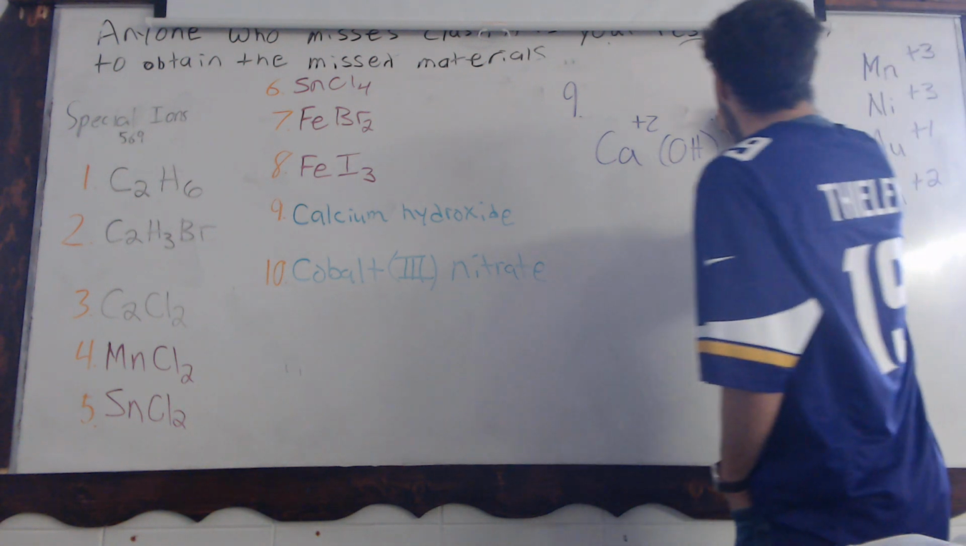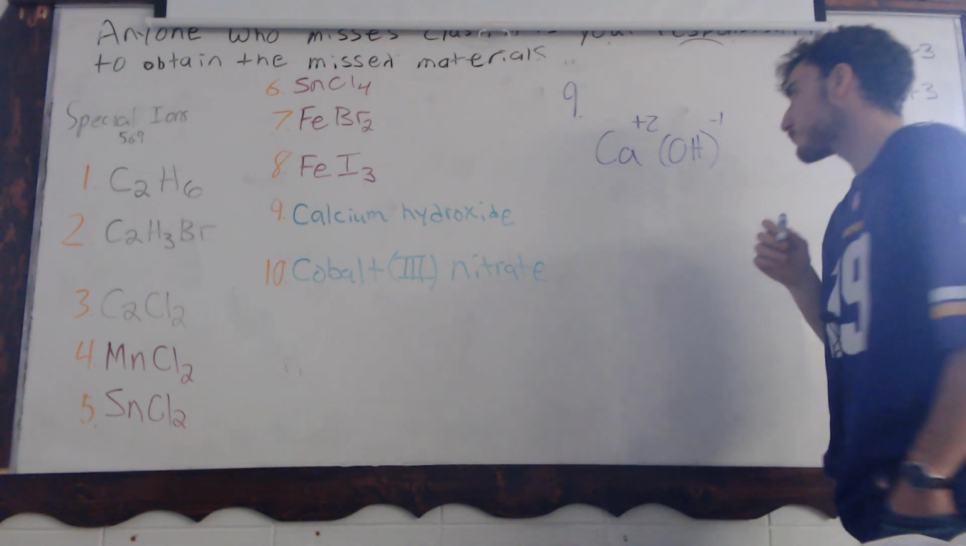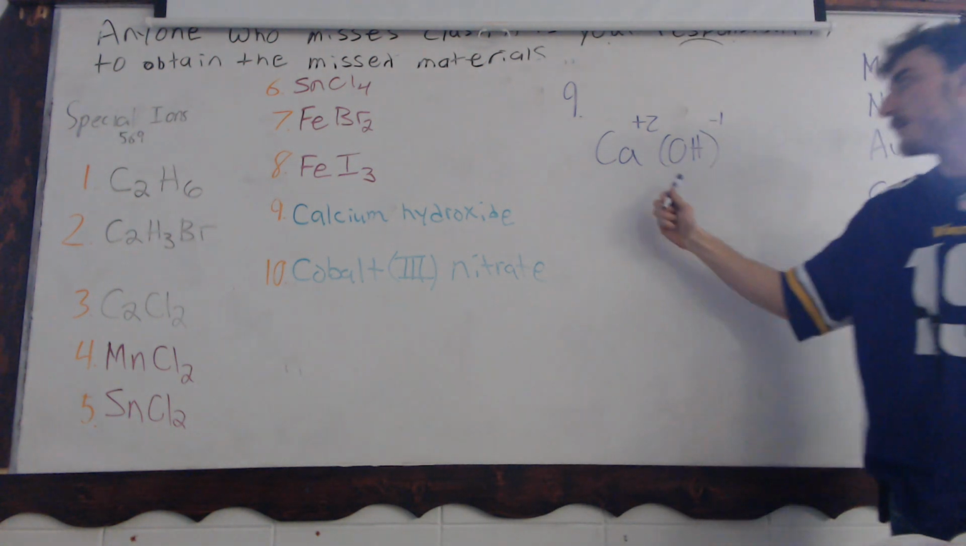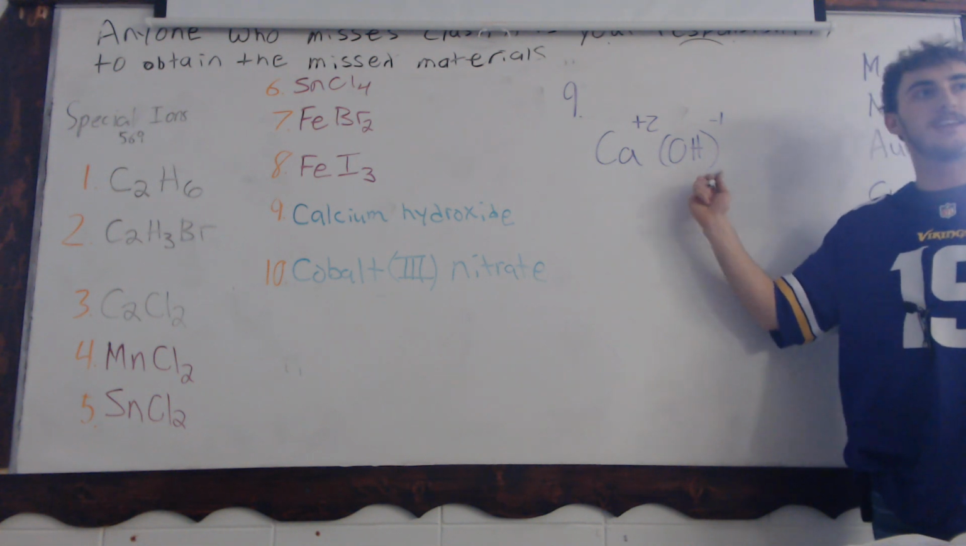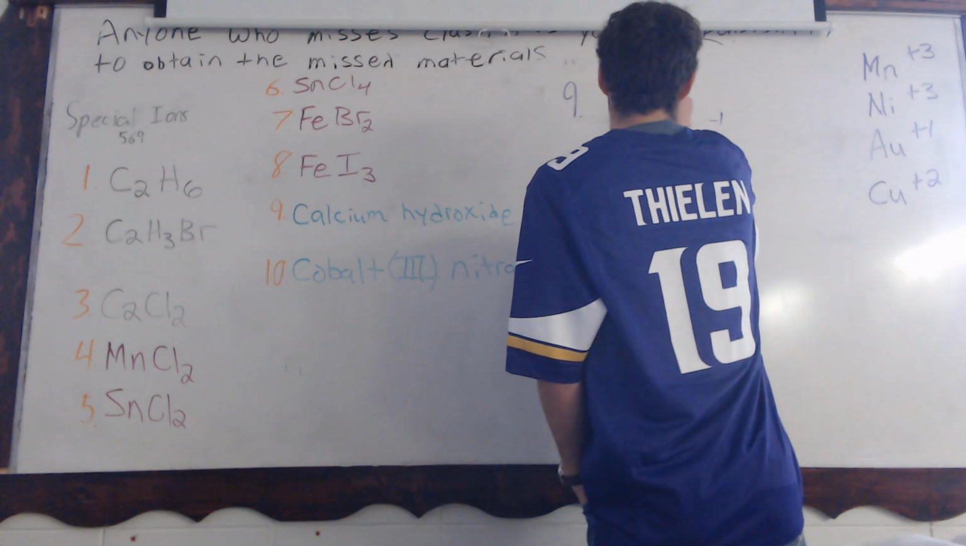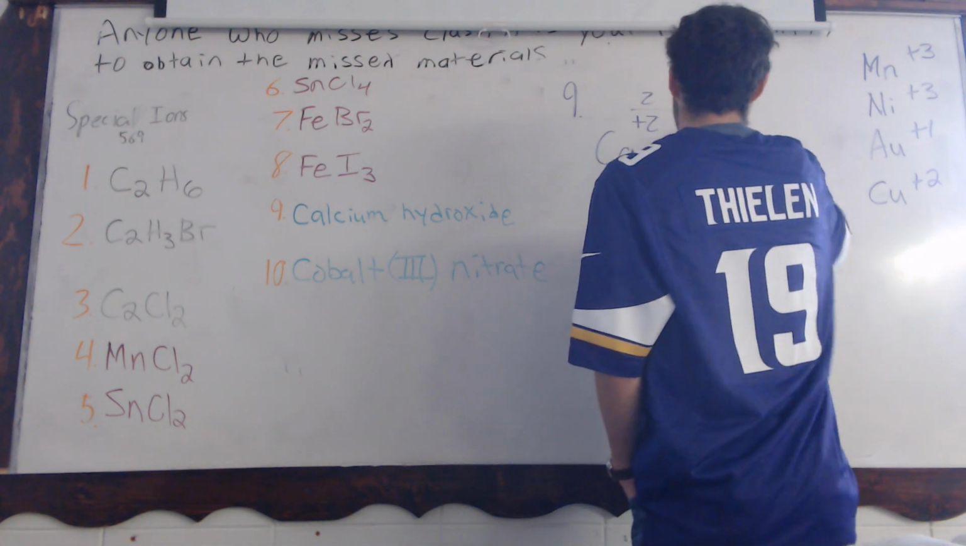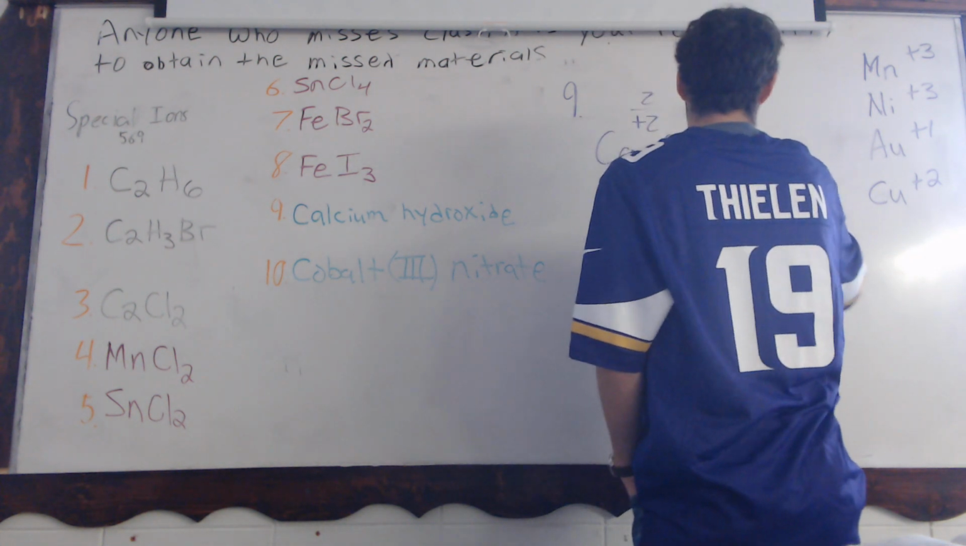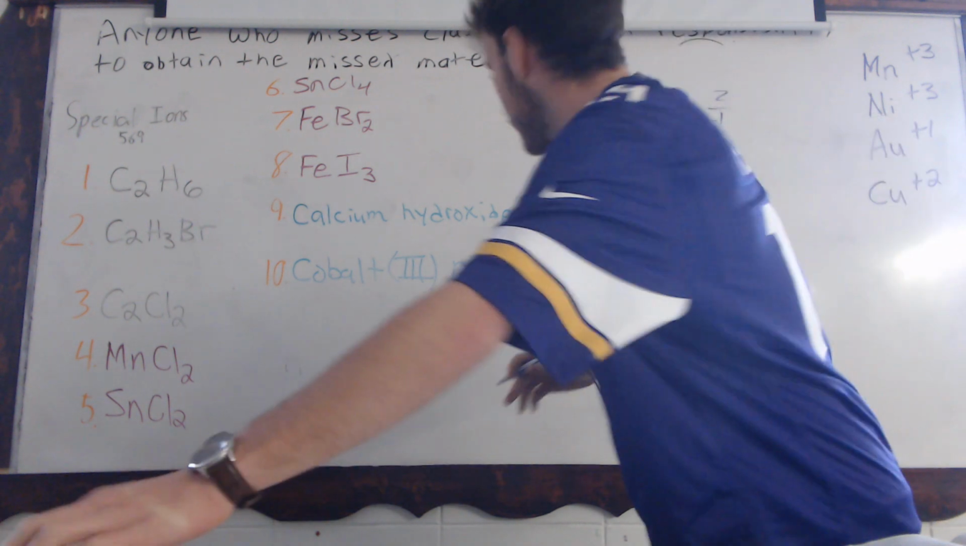-1. Okay? So how many hydroxide ions do I need? 2, right? I'll just do it really quickly. Least common multiple, 1, 2. We don't need that 1 there. We already know it's there.